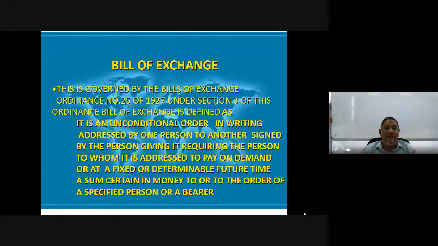Requiring the person to whom it is addressed to pay on demand or at a fixed or determinable future time a sum certain in money to the specified person or a bearer. So the Bill of Exchange serves as an instrument in normal import-export trade. The Bill of Exchange is used as an instrument for money transfer, right?